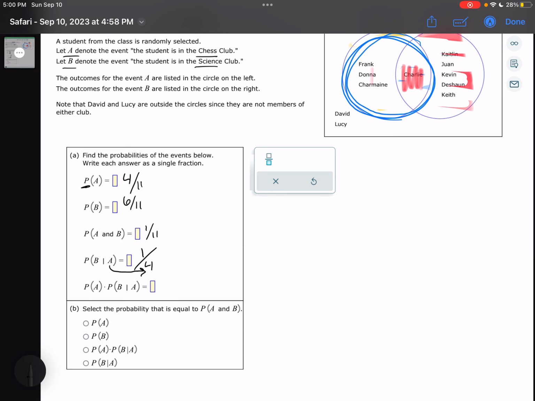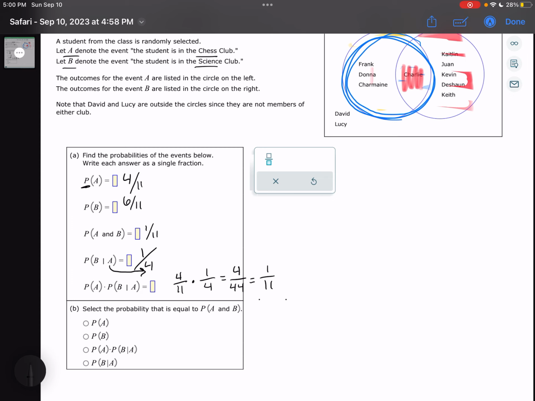This next problem asks for the probability of A times something. So I have 4 over 11 for the probability of A times the probability of what we just found, which was 1/4. 4 times 1 is 4. 11 times 4 is 44. We simplify that and we get 1 out of 11.